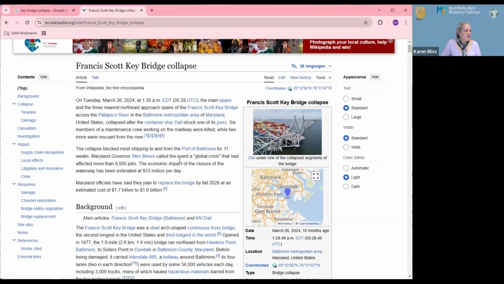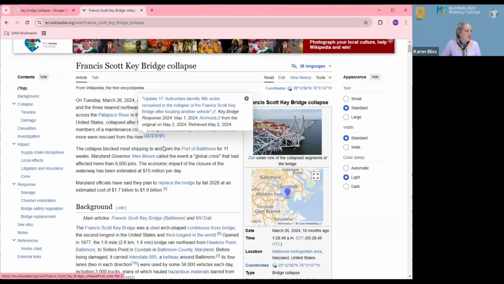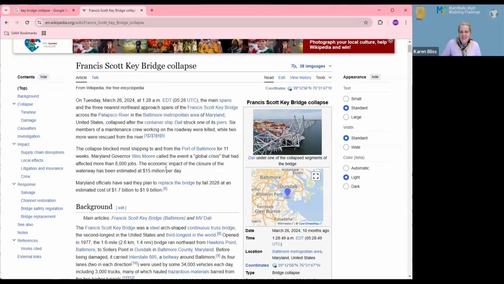And one of the things that was striking to me about this Wikipedia page was you can see they have citations for all sorts of things, but there's no citation on that number of $15 million a day. So I immediately thought to myself, I guess because I've been working on the challenge for so long, where did that number come from? And that is actually really related to this first question in the challenge.